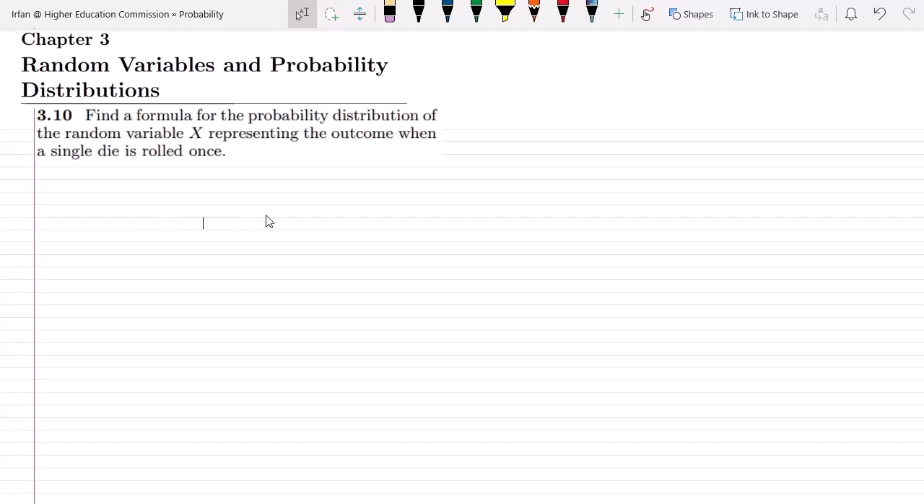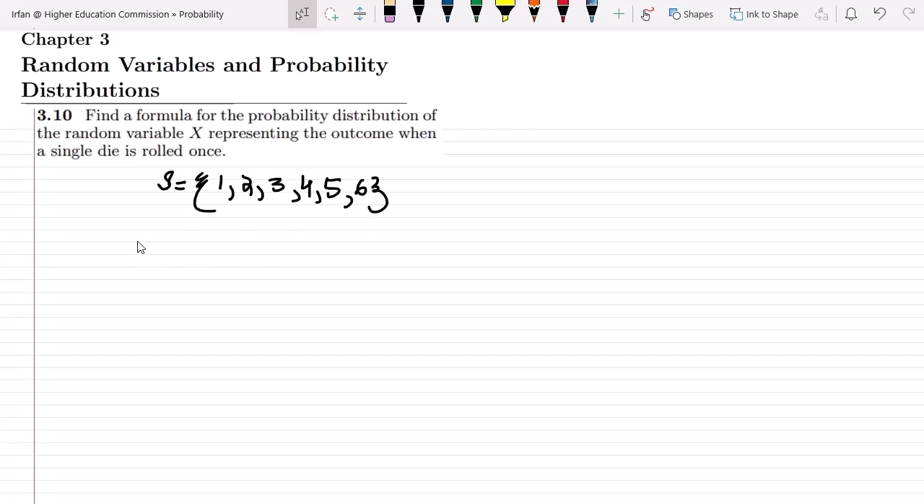Okay, so in a single die, what are basically the contents of the sample space? Let me first write the sample space. In a single die, what can I get? I can either get 1, 2, 3, 4, 5 or 6. Any one of them I can get.